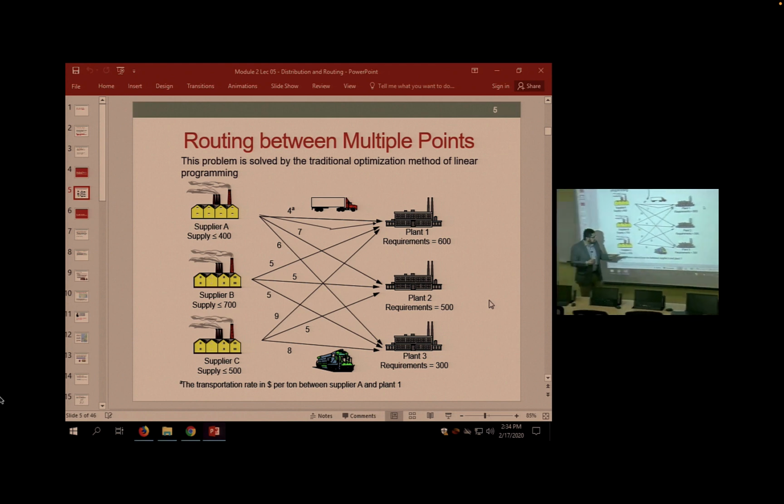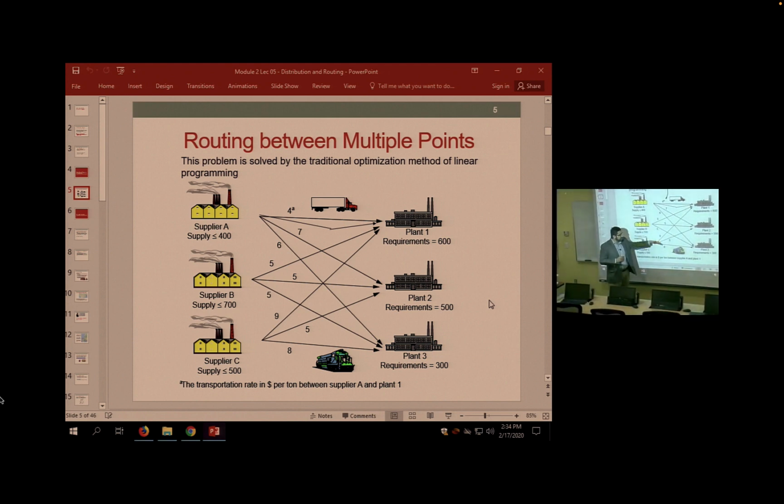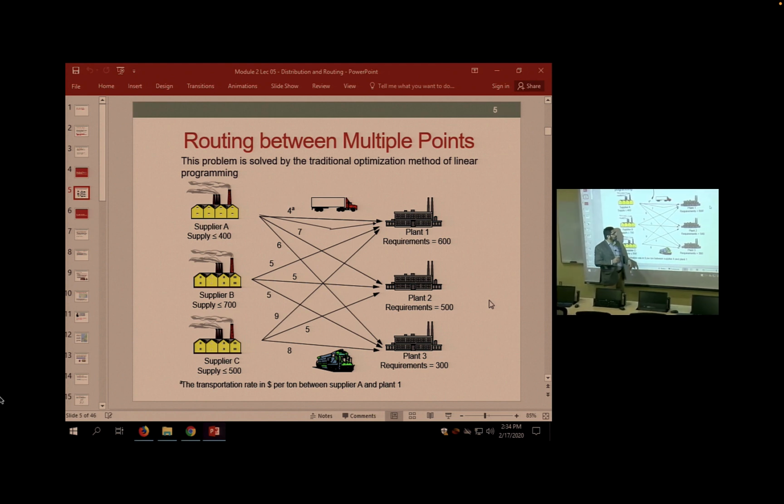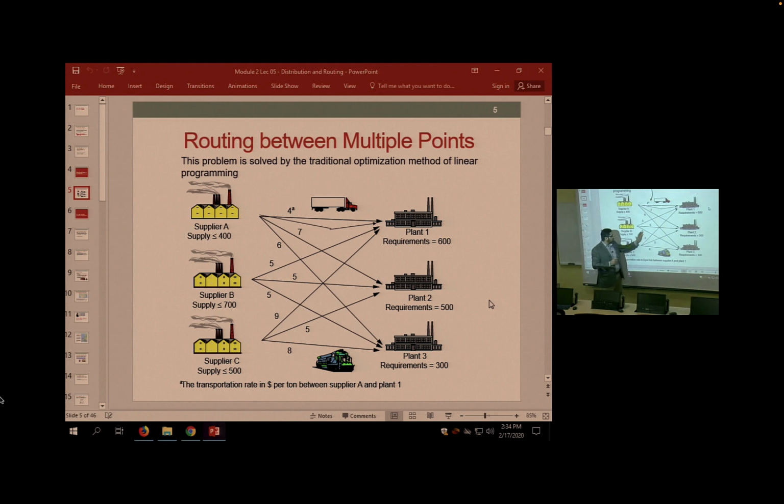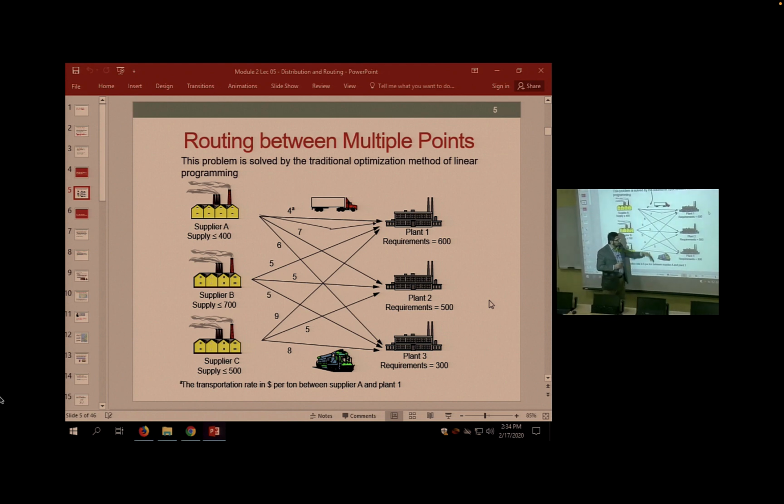And then you have multiple paths. From each source, you have a path to each destination. And then there's a cost to transport product on these paths. So if you send 1 unit from supplier C to plant 1, you're going to spend $9 per unit to transport those units to plant 1. And so the question is, how much product should flow on each of these paths? Or in other words, this supplier should supply how much to each of the 3 plants, this supplier should supply how much to each of the 3 plants, and this supplier should supply how much to each of the 3 plants.